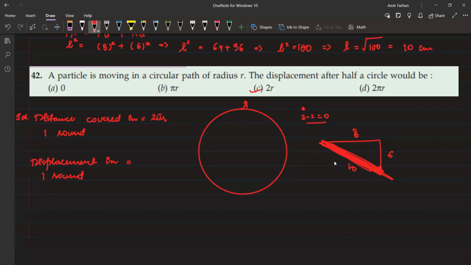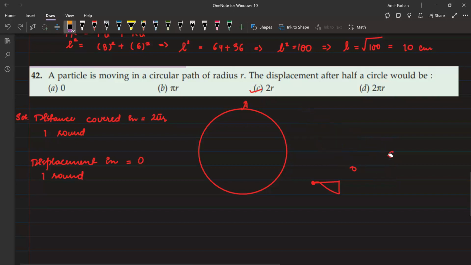But if I say that again I've started from here, gone like this, and again at the same point, Ayaan, then the difference between the initial point and final point is 0. It means that I'm standing at the same position, so it will be 0. Clear?